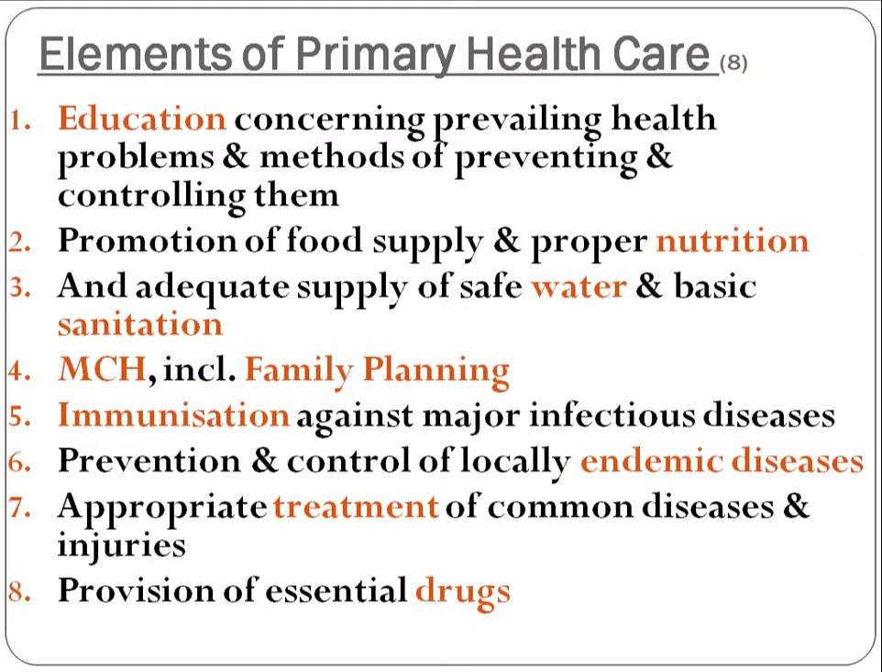There are 8 elements of primary health care. I repeat: health education, nutrition, sanitation and water, MCH, mother and child health, family planning, immunization, endemic diseases, appropriate treatment, and of course, how do you treat? With essential drugs and other preventive measures. So therefore, please remember that and mug them up. This is an exam question. Looks like the chapters that you have covered in the book, in the subject community medicine.